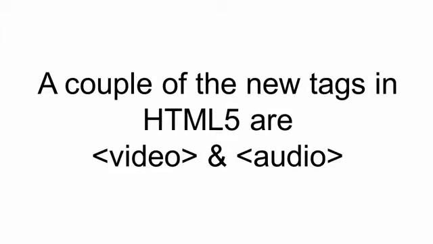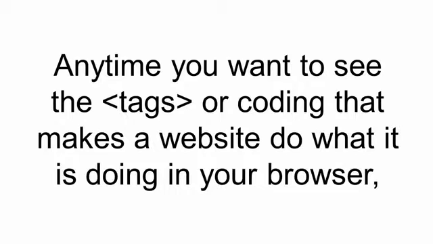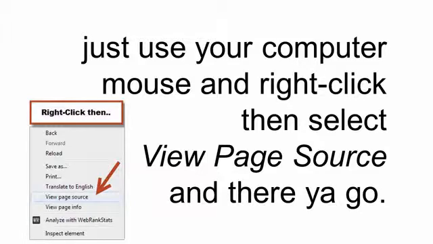Now, a couple of the new tags in HTML5 are video and audio. Now, there's a bunch more tags as well, but these are two I'm just mentioning right now. One of the ways that I learned about the different HTML tags was simply looking at the code on other people's web pages. Anytime you want to see the tags or coding that makes a website do what it's doing in your browser, just use your computer mouse and right-click, then select View Page Source, and there you go.